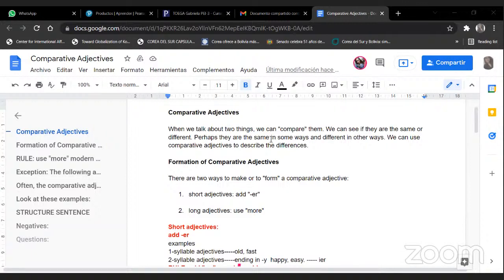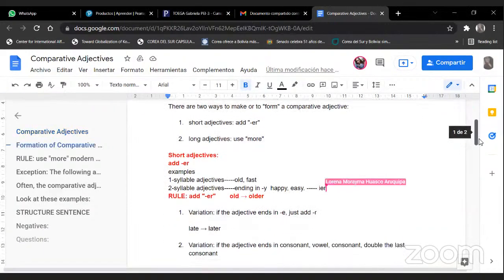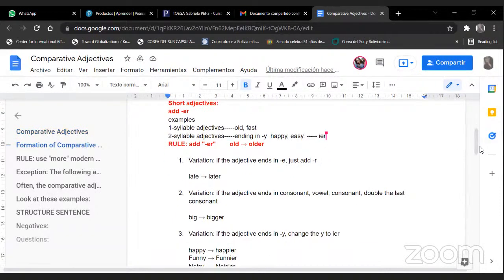But we have the other kind of adjective, for example, two-syllable adjectives that end in Y. In this case, for all the adjectives ending in Y, we always delete the Y and add IER, always, okay, always. For example, below we can see the examples. The first one is late. Late only has one syllable. So the comparative is going to be later, with ER.